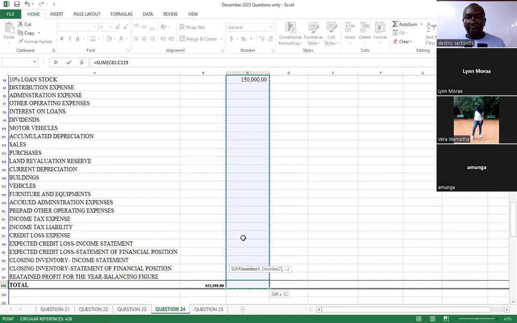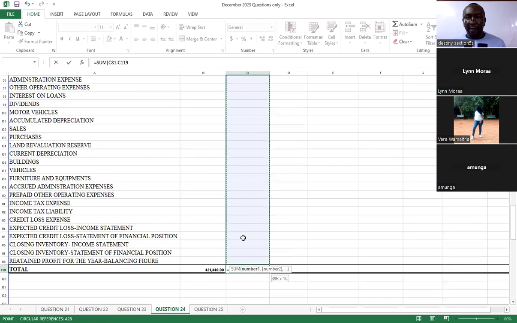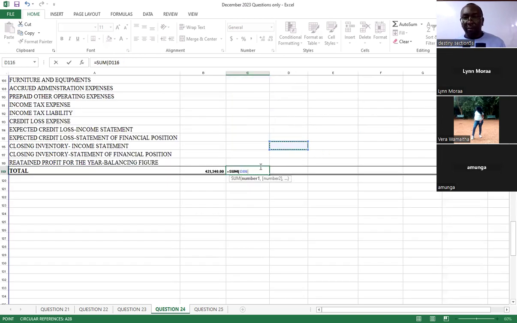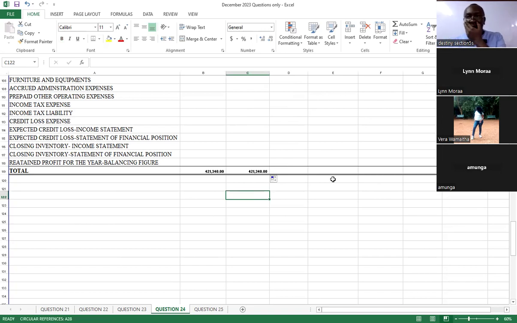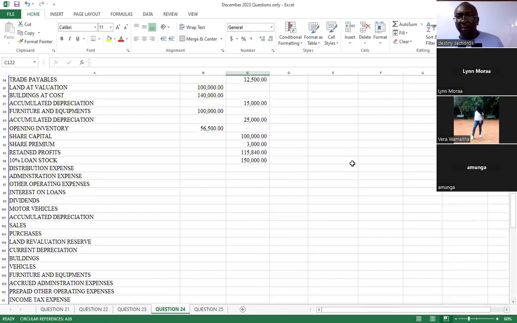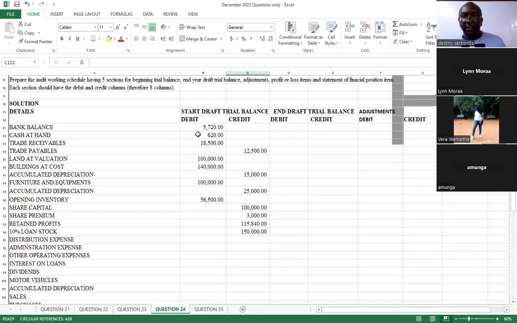Yes. Try and drag the formula to those others. I copy the formula here. Yes, actually, yes, it will automatically. It will be easy. Okay. Just there. Yeah, I don't want to drag to the others, because there will be some balancing figure somewhere. So I think that is good enough for that. Good. So let's now go to the adjusted draft trial balance.